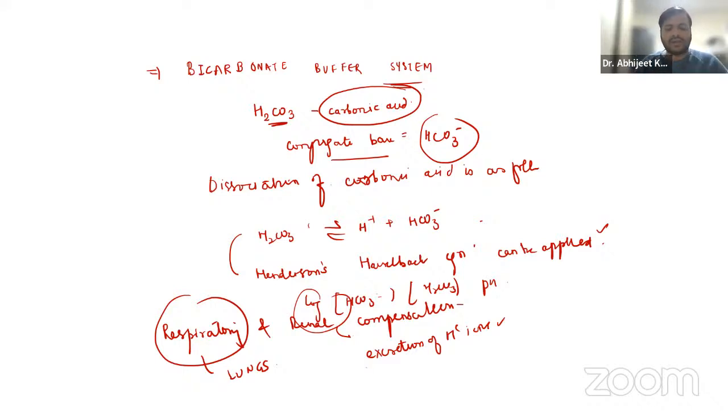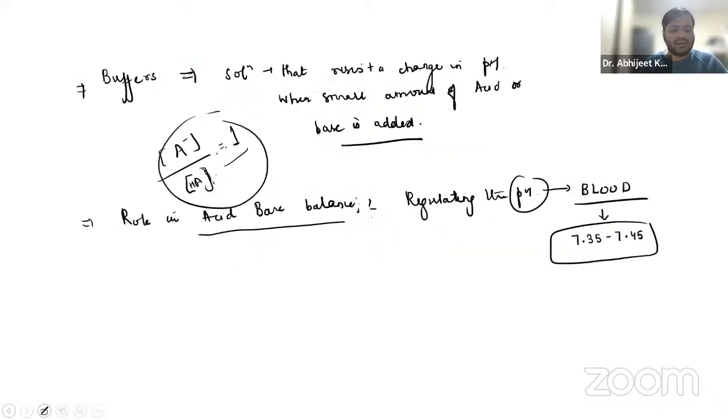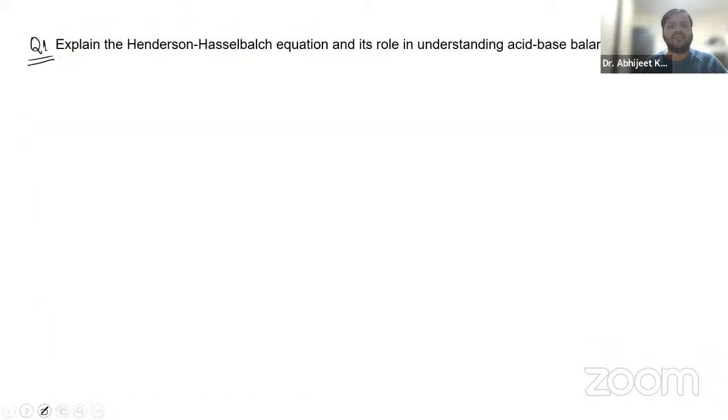So they help to maintain the acid-base balance by the buffering system. So yes, that is something you have to remember. That was regarding the first question, that is the Henderson-Hasselbalch equation and its role in understanding the acid-base balance.